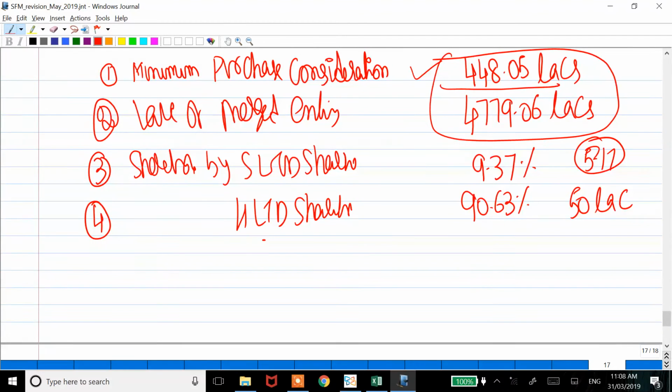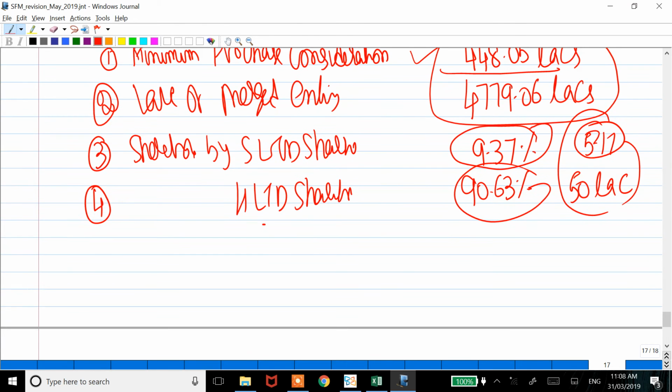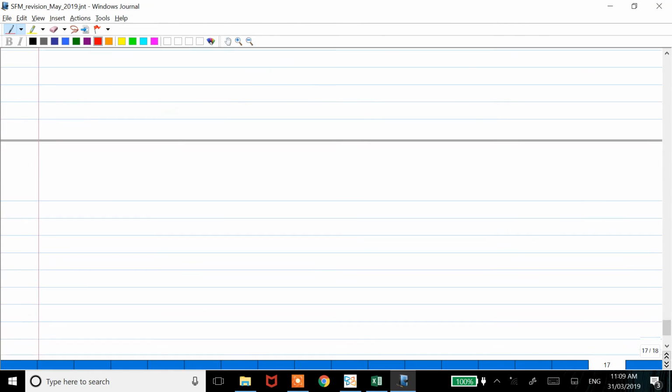So for minimum exchange ratio, you will do this. Minimum purchase consideration, value of the merged entity, how much holding you want, how much holding the other person wants, and you have the share. One of the 2 shares will be available. Either it's 50 lakh available or the other one available, and then you get to the answer. Any doubts on this? Clear? Next, maximum purchase consideration.